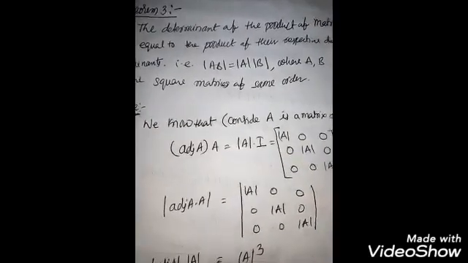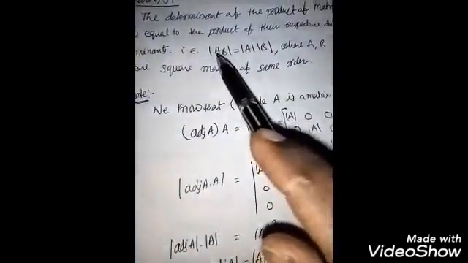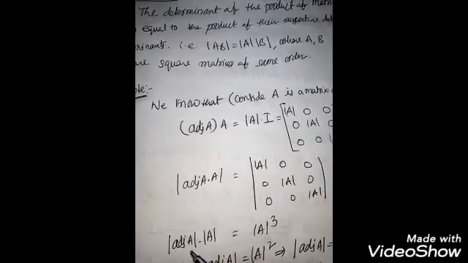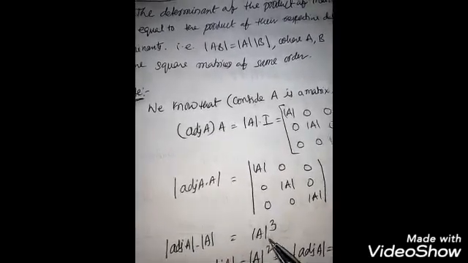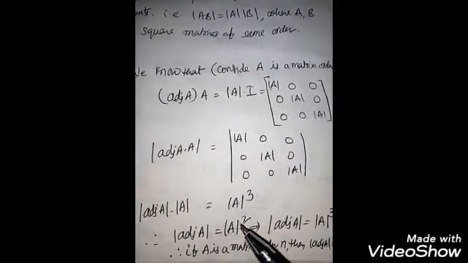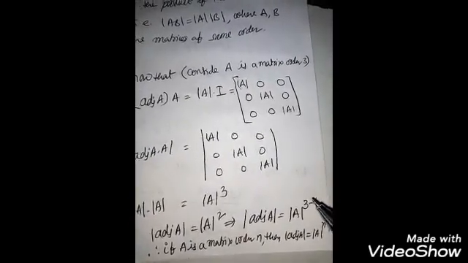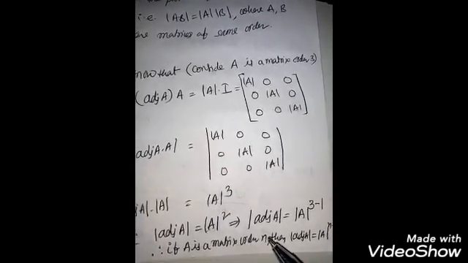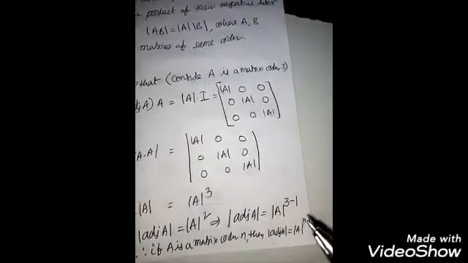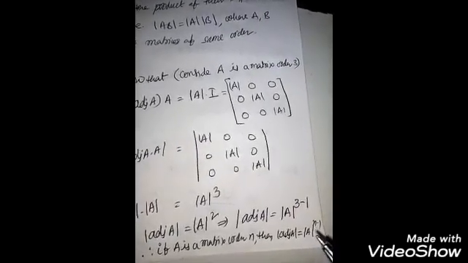Now, det of A into adjoint A is equal to the determinant of this matrix. This is a diagonal matrix, so the determinant is the product of the elements of the principal diagonal. Using the theorem det of AB is equal to det A into det B, this is det A into det of adjoint A, which is equal to det A whole cube. Now det A gets cancelled, and for det of adjoint A we get det A square. That is, det of adjoint A is equal to det A to the power 3 minus 1, since the order is 3. In general, if A is a matrix of order n, then det of adjoint A is equal to det A to the power n minus 1.